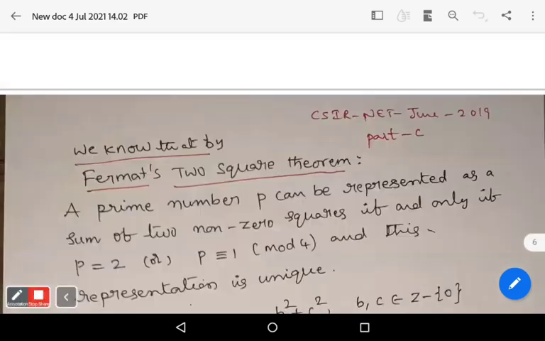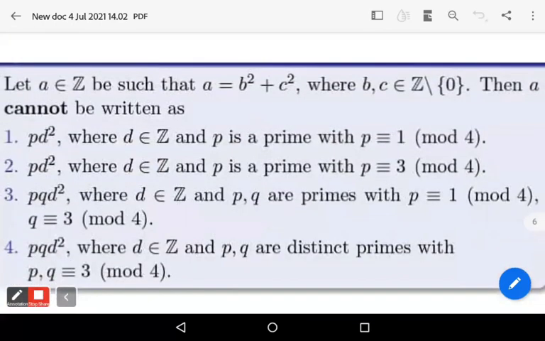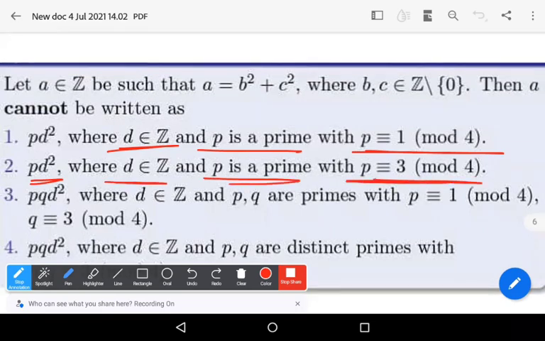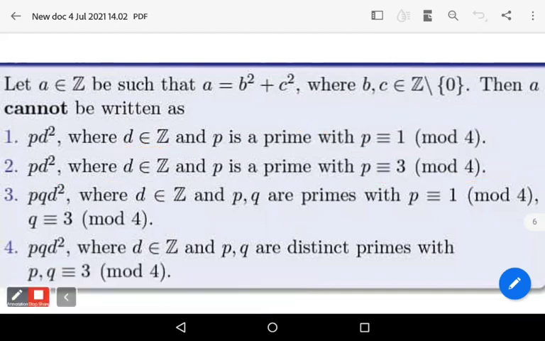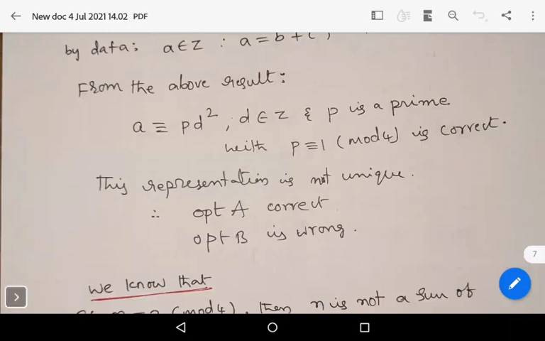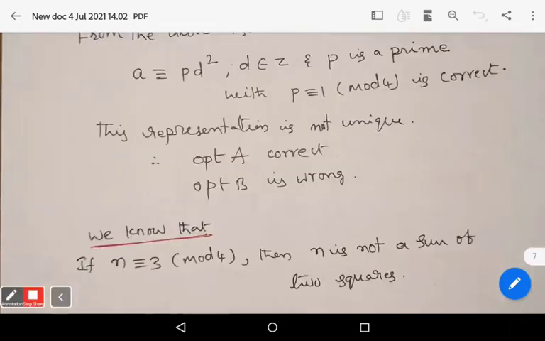Here observe both the statements. pd square, where d belongs to Z, p is a prime with p congruent to 1 modulo 4. pd square, d belongs to Z, p is a prime with p congruent to 3 modulo 4. By Fermat's theorem, p congruent to 1 modulo 4 is obviously true. But p congruent to 3 modulo 4 is wrong because this representation is unique, but here we get two different representations. So obviously option B is wrong. Let us go for the next one.